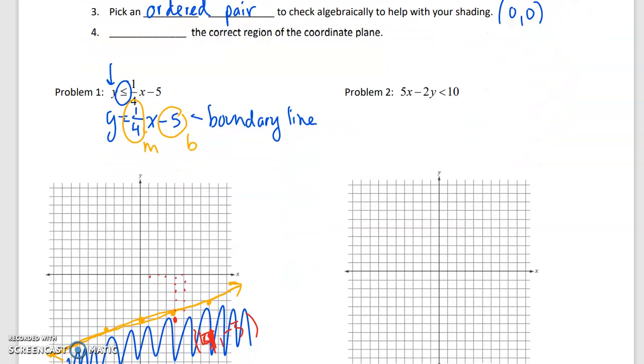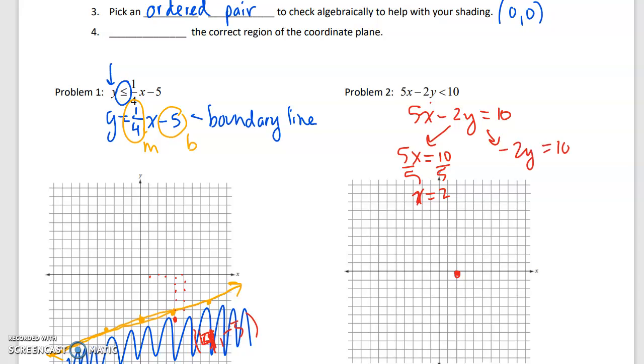So to find the intercepts for our boundary line, again, we're going to consider this an equation, not an inequality. And our x-intercept is when our y is 0. So that would mean 5x is equal to 10, and x is 2. So our x-intercept is 2. And our y-intercept is when our x is 0. So negative 2y is 10. And so our y-intercept is negative 5.